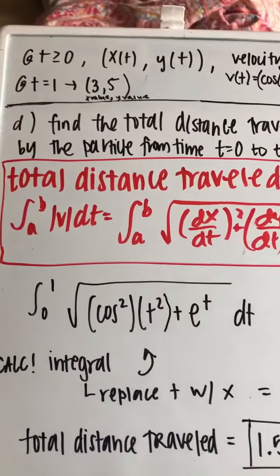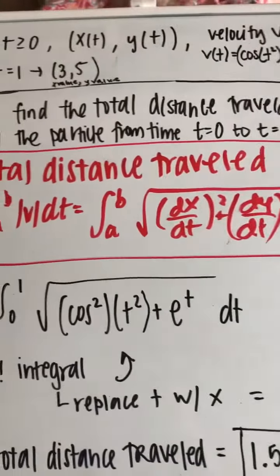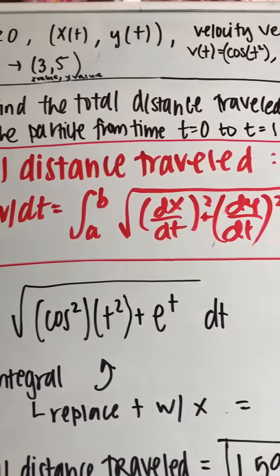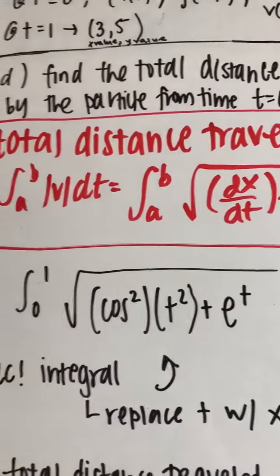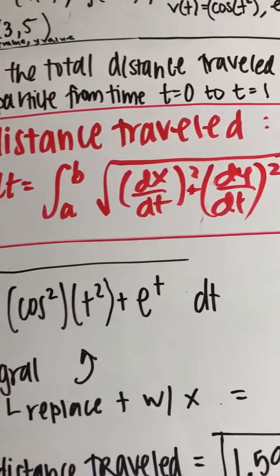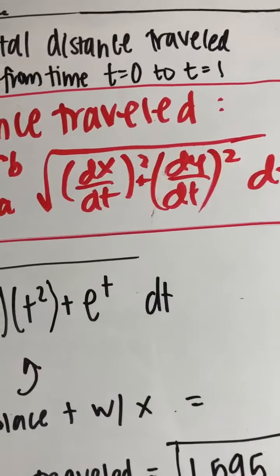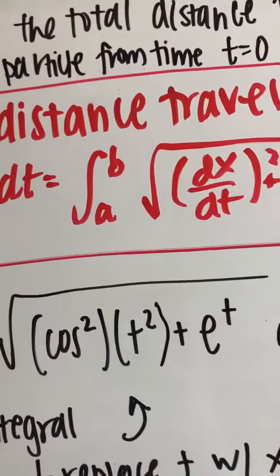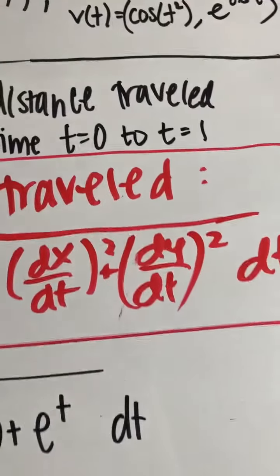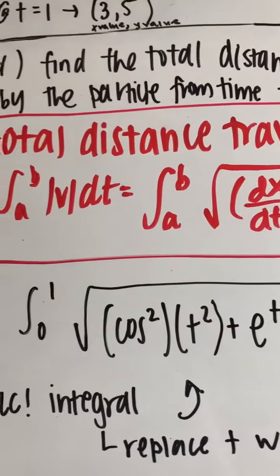So part D is asking to find the total distance traveled by the particle from time t equals 0 to t equals 1. The equation you should know beforehand for the total distance traveled is basically the same as the one we used for speed, but you're adding an integral from a to b to put in your time. So you need to know that beforehand.